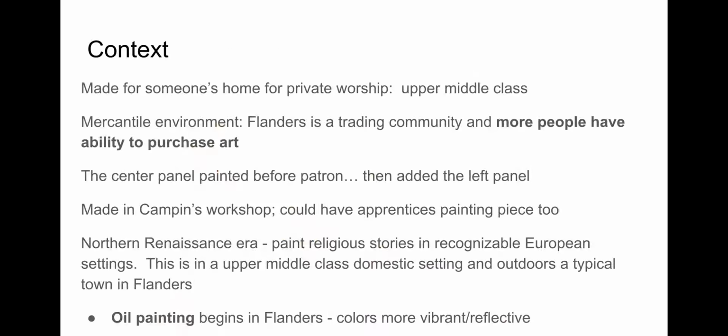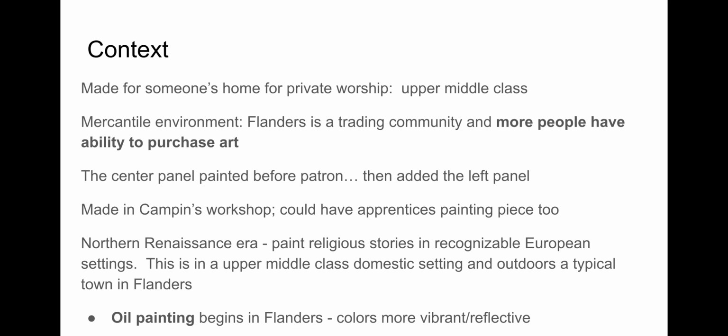So context, first of all, this would be made for someone's home for private worship. And most likely it was an upper middle class, husband-wife team, we think in this particular case, or family, because the area where we are, which is Northern Europe, specifically a place called Flanders, which is, think of like Northern Belgium, the Netherlands area, they had this new type of kind of economic environment that was based on business.